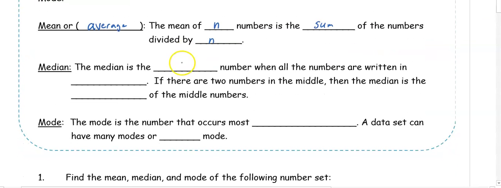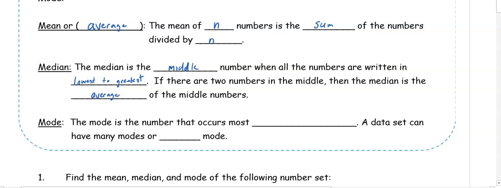The median is the middle number when the numbers are written in least to greatest. If there's an even number of data points, then for the two numbers in the middle, you need to take the average of those numbers.